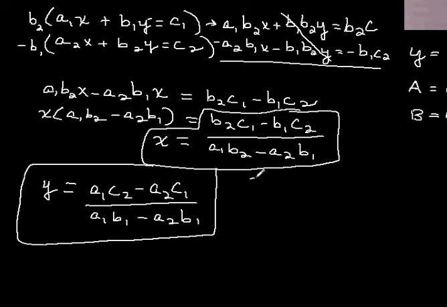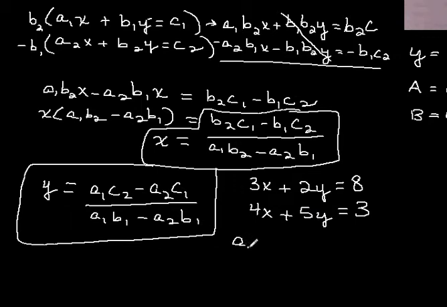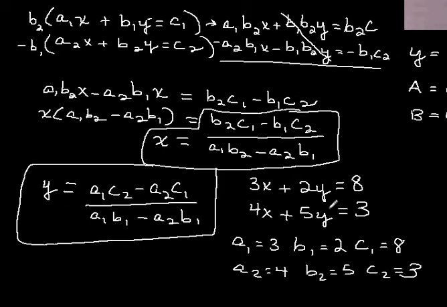So again, the problem got pushed away at the top. It's 3x plus 2y equals 8, and 4x plus 5y equals 3. So we would substitute our a sub 1 is 3, our b sub 1 is 2, our c sub 1 is 8, our a sub 2 is 4, our b sub 2 is 5, and our c sub 2 is 3. If we have this formula, we can just plug these values into these equations and we'll get our answer out.